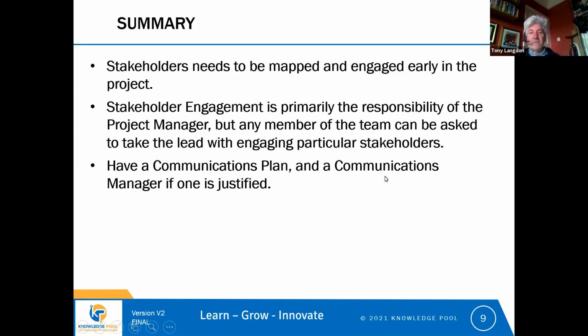This is actually the end of this short session on stakeholder management. So in summary, we can say that stakeholders need to be mapped and need to be engaged early in the project. It's really important that we find everybody that's going to be affected by the project and we engage with them to understand what they need from us and also to ensure that they understand what we're going to need from them and when we're going to need it.